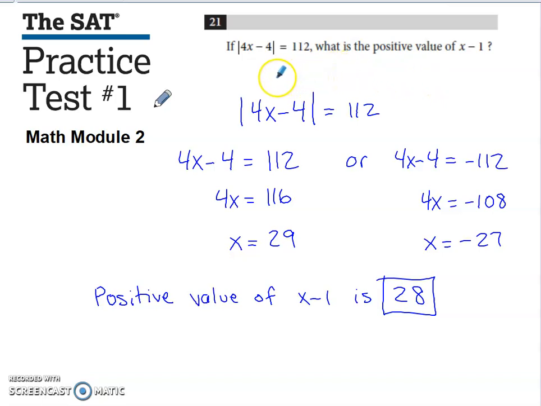This SAT problem gives us the equation, the absolute value of 4x minus 4 is equal to 112. What is the positive value of x minus 1? So if you're solving an absolute value inequality, what your first goal should be is to isolate the absolute values.